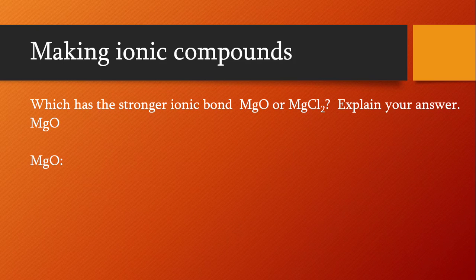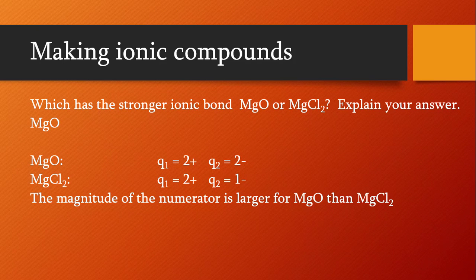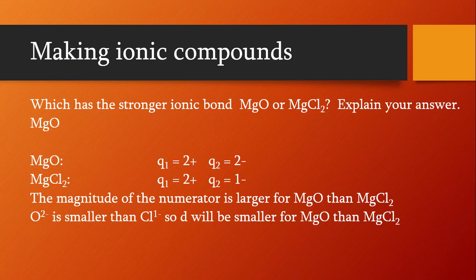We take a look at magnesium oxide. We get Q1 equals 2 plus, Q2 equals 2 minus. For magnesium chloride, Q1 is 2 plus, so that's the same, but Q2 is 1 minus. So the magnitude of the numerator is larger for magnesium oxide than magnesium chloride. Additionally, the oxygen ion, or the oxide ion, is smaller than the chloride ion. Once again, oxide has 1 fewer energy level than chloride.